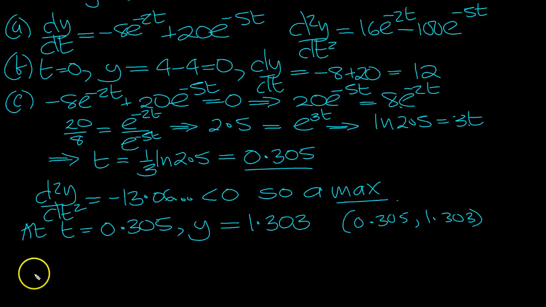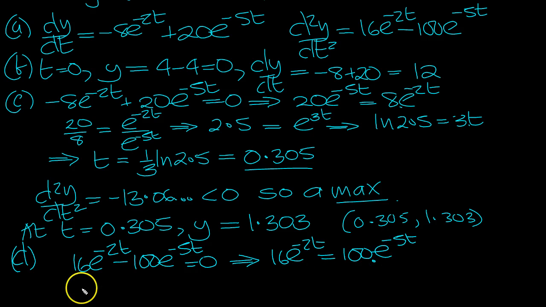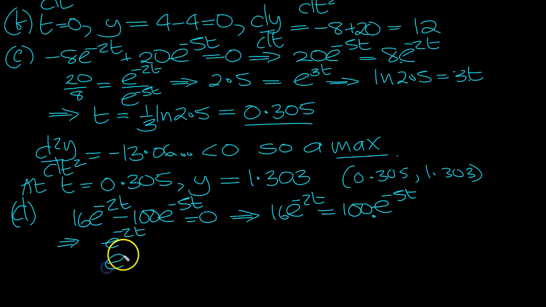Okay, let's have a go at it then. This is D. So here we've got 16, so let's do the algebra for this. Minus 100 e to the minus 5t equals 0. Move this across the equals. Now I'm going to move this e to the minus 5t down. Leave the e to the minus 2t where it is. Move the e to the minus 5t down, just as we did before.